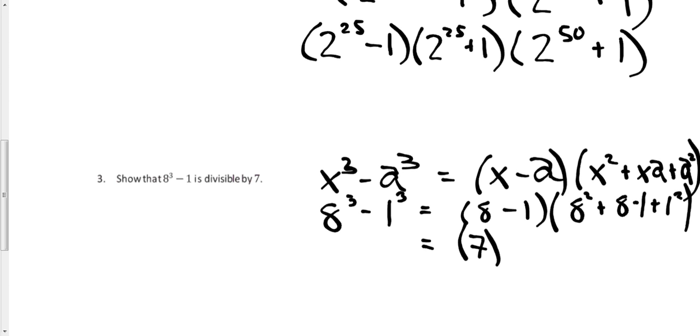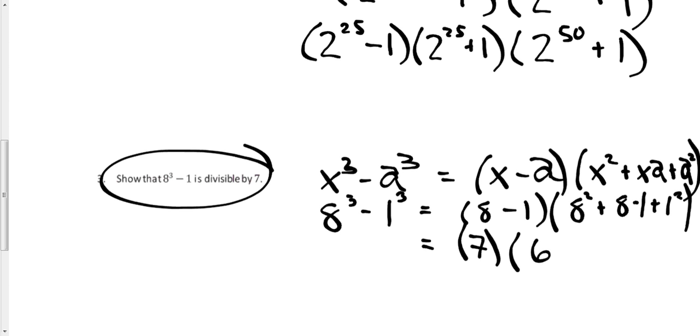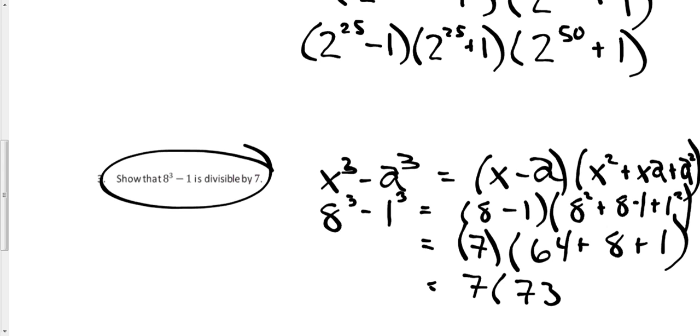7. Oh, goody! I've just shown that. Well, let's finish this. 7 times what? What's 8 squared? 64. Yes, sir. Plus 8 plus 1. So that is 7 times 24 plus 8, 72 plus 1, 73.